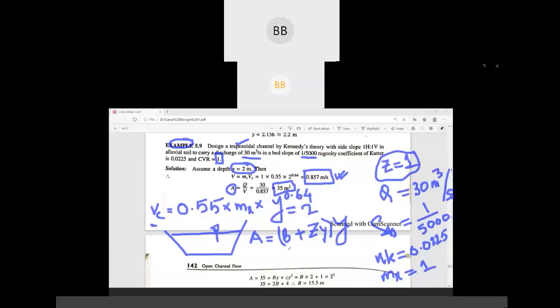So this b is nothing but your bottom width of the channel. Plus z value is given, that is 1. And y value we have already assumed as 2. So from this equation you can find out the width of the channel, and see if you are getting 15.5 or not. 15.5 meter, bottom width of the channel.